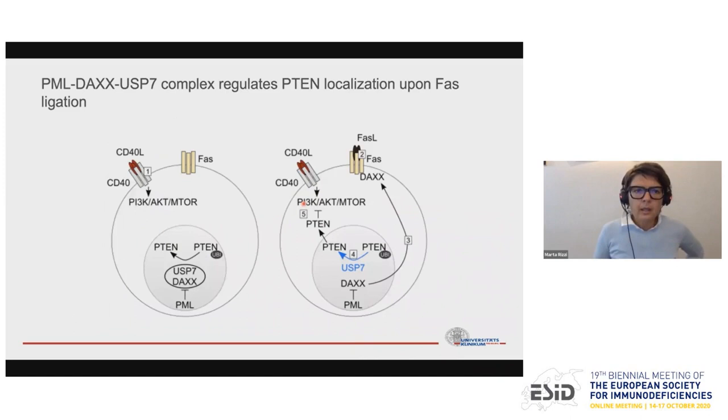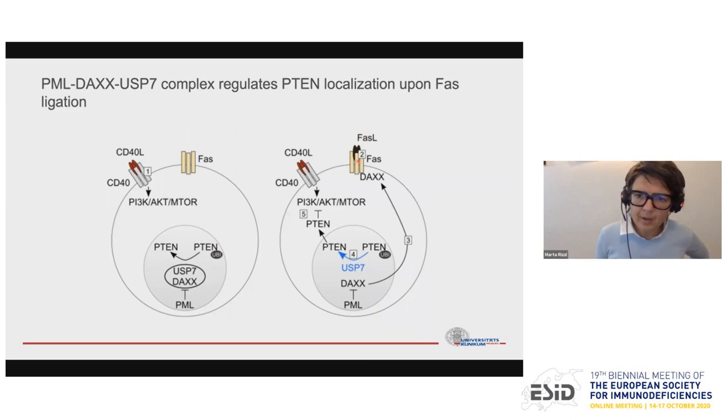In the current model, in CD40 ligand activated B cells, the PI3K AKT mTOR signaling pathway is induced, and PTEN is sequestered in the nucleus because it is ubiquitinated.